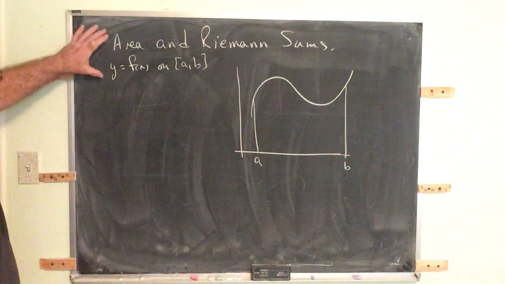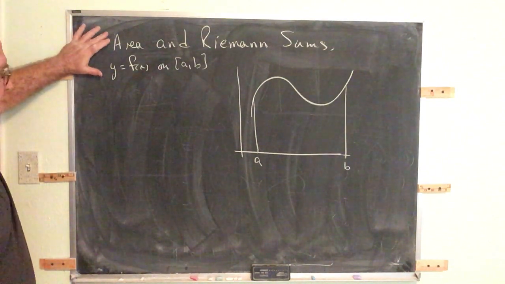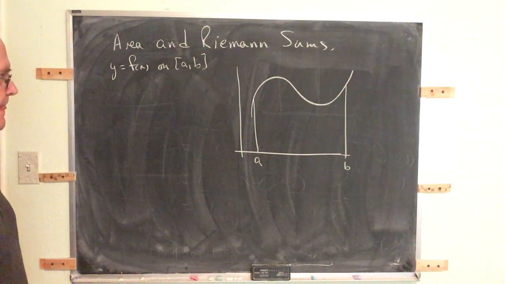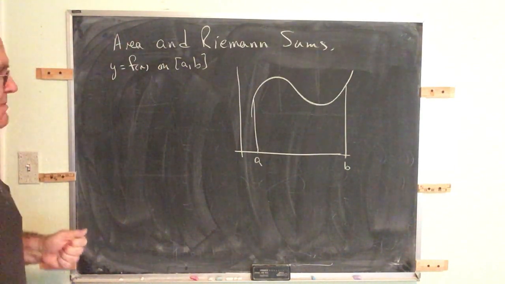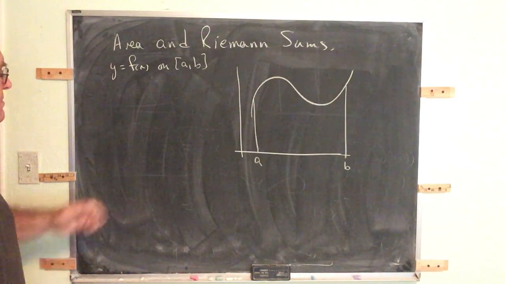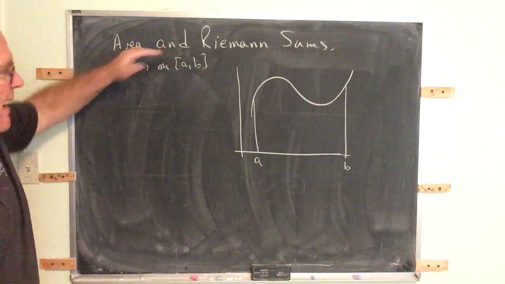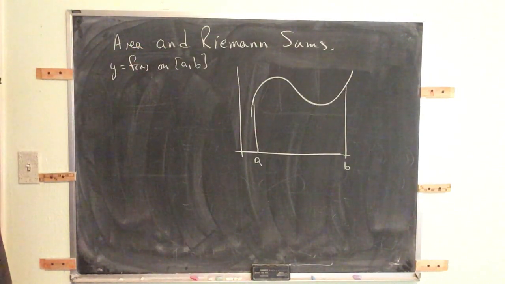All right, at long last we get to here, area and Riemann sums. What's all this have to do with anything? Well, here's why the Riemann sums make sense, or the other way around. This is why our intuition matches what the Riemann sums say.